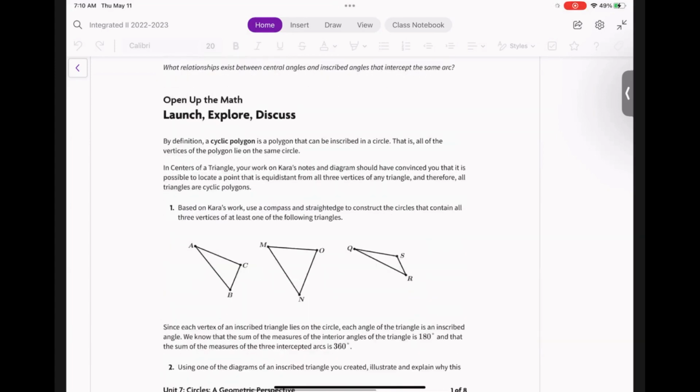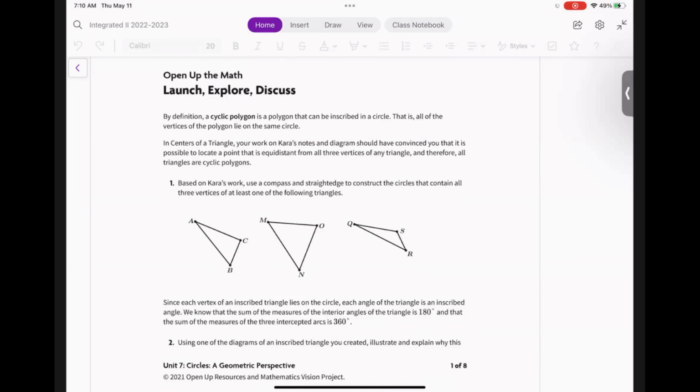All right, so by definition, a cyclic polygon is a polygon that can be inscribed in a circle. That is, all of the vertices of the polygon lie on the same circle. In centers of a triangle, your work with Kara's notes and the diagram should have convinced you that it is possible to locate a point that is equidistant from all three vertices of any triangle, and therefore all triangles are cyclic polygons. Based on Kara's work, use a compass and a straightedge to construct the circles that contain all three vertices of at least one of the following triangles.